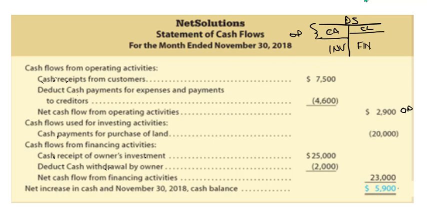For investing activities, they purchase land, cash payments for the purchase of land, and that would be a $20,000 outflow, so it shows as negative, and this would be an investing activity. And then over here for financing activities, the owner put in some money, then the owner withdrew some money, so we've got cash flows from financing activities, net cash flow is $23,000. So these would all be financing activities here.